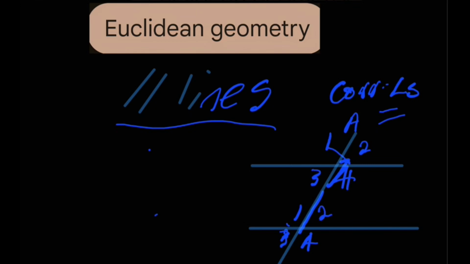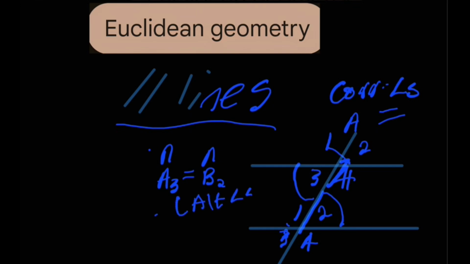And then you also have alternating angles, which are equal. These are angles that form a sort of Z shape. So which angles would we be referring to? We'd be referring to angle A3 here and angle B2. So angle A3 is equal to angle B2 because of alternating angles. So that's your reasoning. They're equal because they form a Z shape.